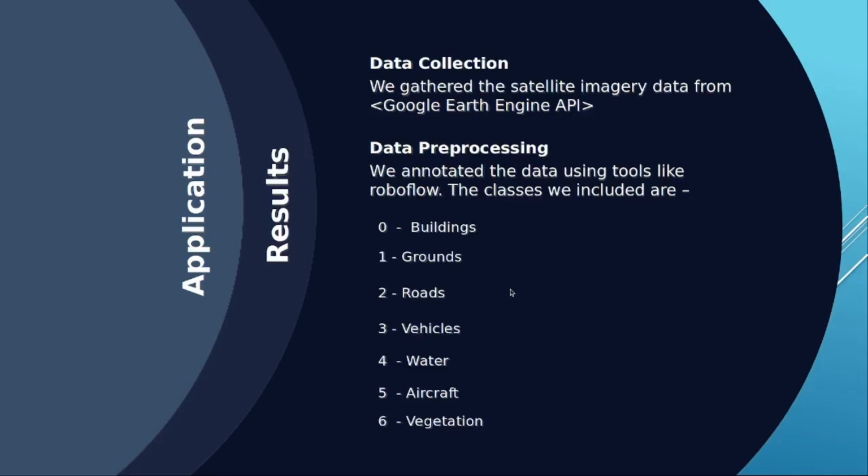To train our model, we took satellite imagery from the Google Earth Engine API. We took the images, annotated them using the software Roboflow, and then assigned labels to each human object. For example, buildings were denoted by 0, ground by 1, roads by 2, vehicles by 3, water bodies by 4, aircrafts using the label 5, and vegetation using the label 6.